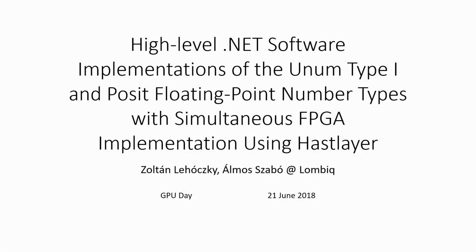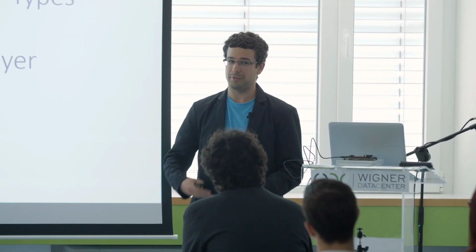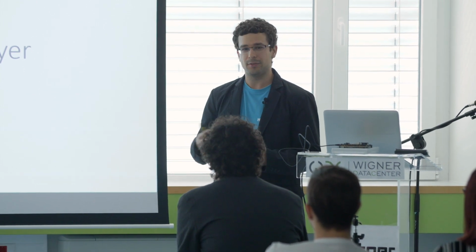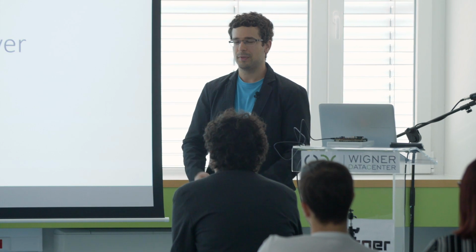Good morning, everyone. I'm Zoltán Lehóczky, and with my colleague Álmos, we would like to tell you a bit about how we created a high-level software implementation of a new floating point number type called Unums, specifically Unum Type 1 and Unum Type 3 called Posits. And at the same time, we have also created a hardware implementation with FPGAs using our own tool called Hastlayer. So let's see how all of this comes together.